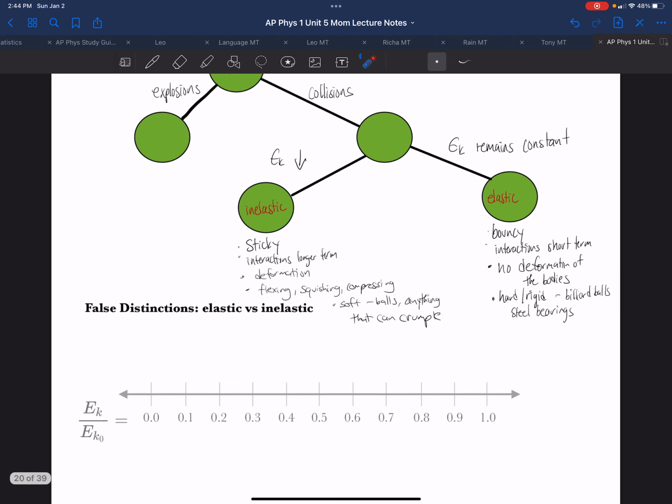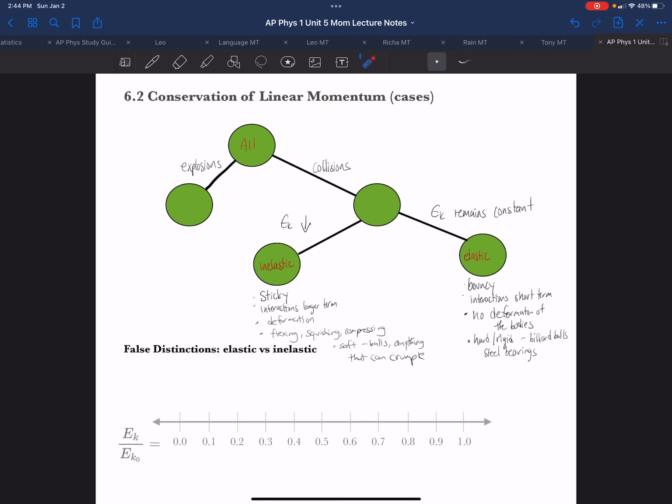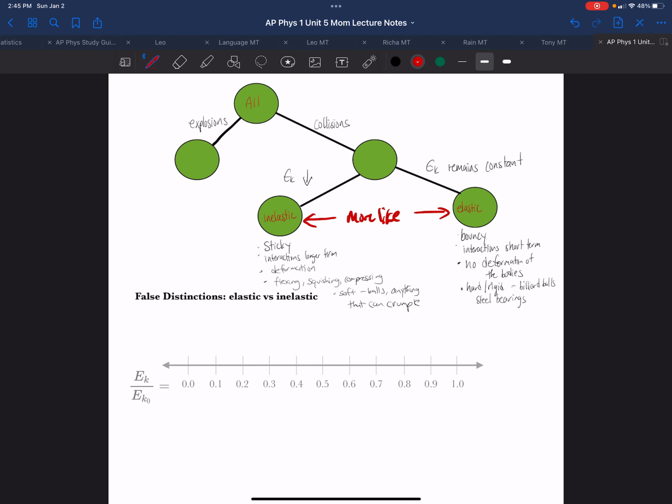But what I'll tell you right off the bat is this is a false distinction that I'm not sure is even useful, to be honest with you. If there's utility in it, it's a way of getting us to figure, is it more like this, where the kinetic energy remains constant, or is it more like this, that it decreases? Because it turns out there is no such thing as an elastic collision. There is no such thing as a perfectly inelastic collision.